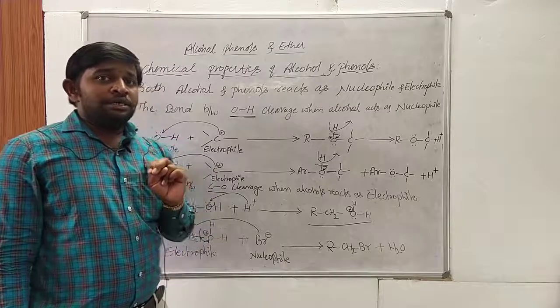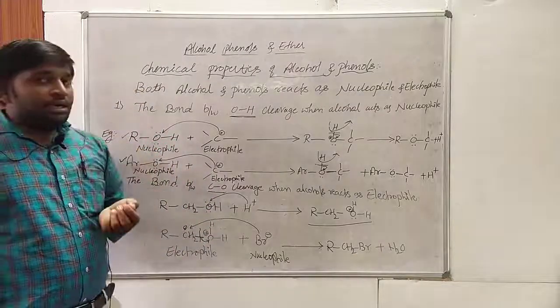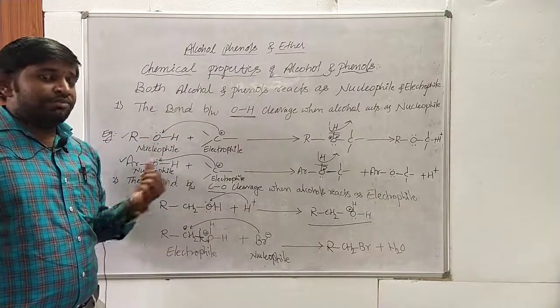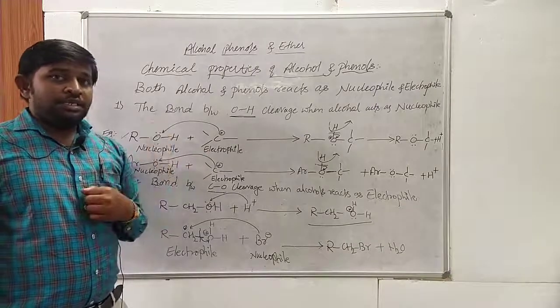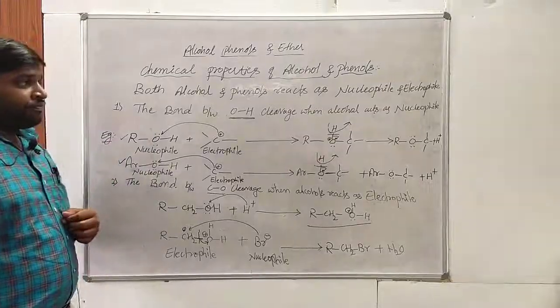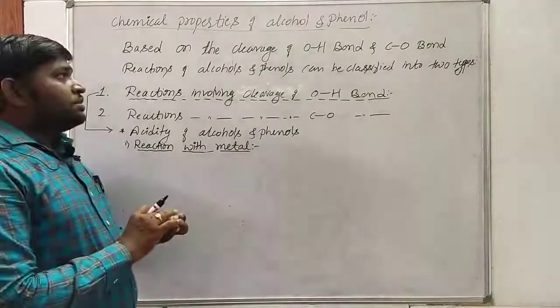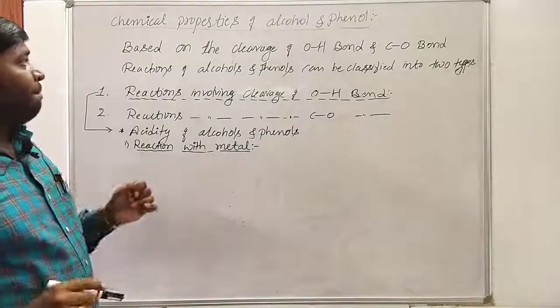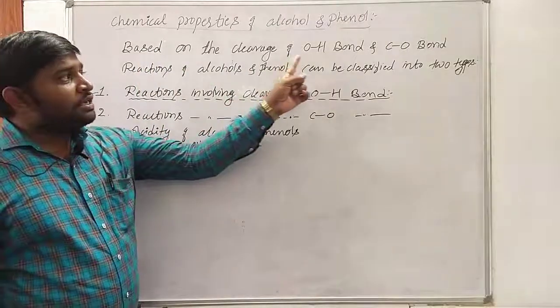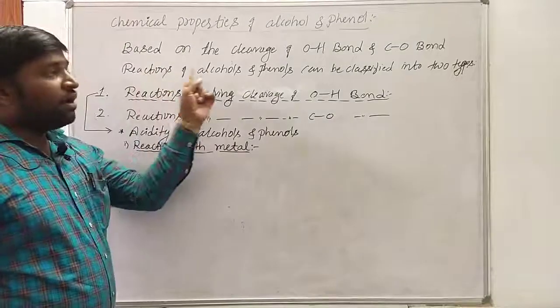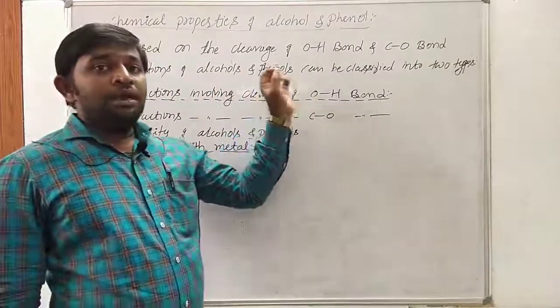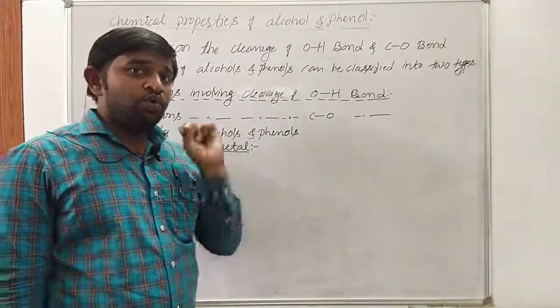The one is the chemical reaction involving cleavage of the CO bond, and the other is the chemical reaction involving cleavage of the OH bond. Let us consider the continuation. Dear students, as I already told you, based on the cleavage of the OH bond and the CO bond, the reactions of alcohols and phenols can be broadly classified into two types.